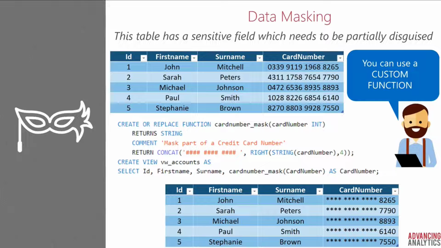So we've got a function that is going to take the last 4 digits of that credit card number, and then it's going to mask it with some hashes, and we can apply that to one of the columns in that view that I've got down there, create view accounts, and I'm applying that data masking function to that column. And as you can see in that bottom example, that's how that's going to appear.